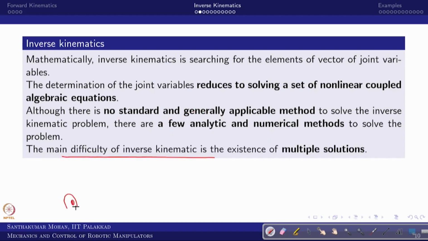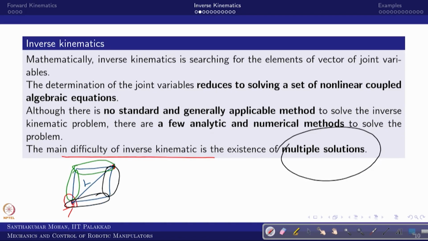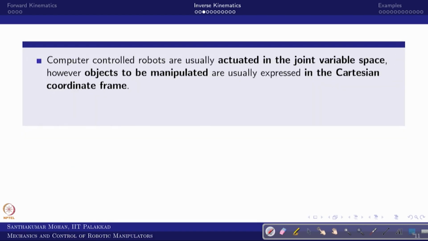For example, this is a 2R serial manipulator. This can be configured like this or like this. In the sense, even if you take this position L, it can be configured in this form or in the other form, right. So there is a possibility of multiple solutions. If there are multiple solutions, it is always problematic. So that is not unique, and there are also several ways of solving. That is what we are trying to address here.